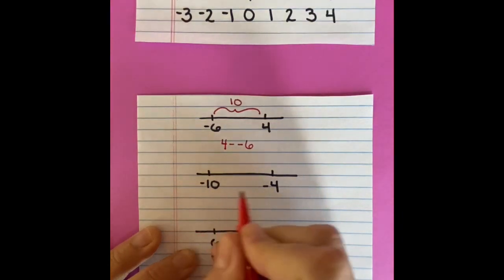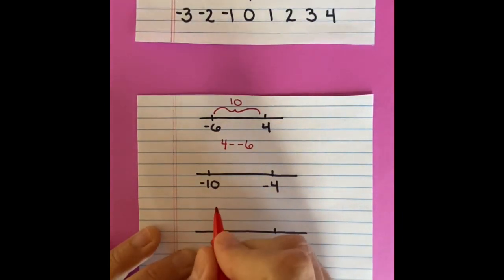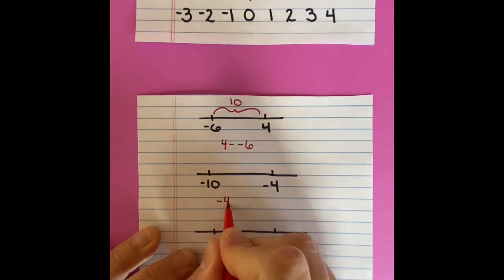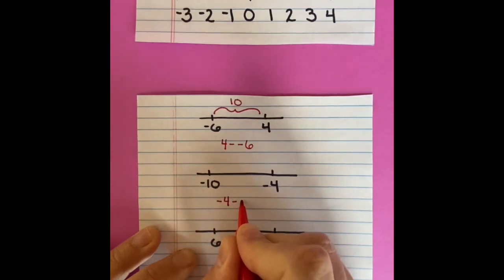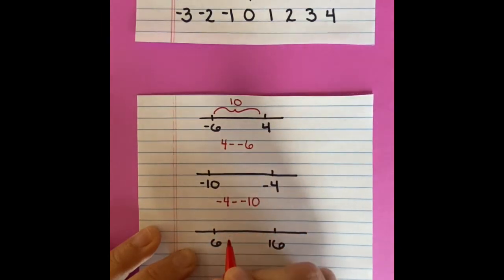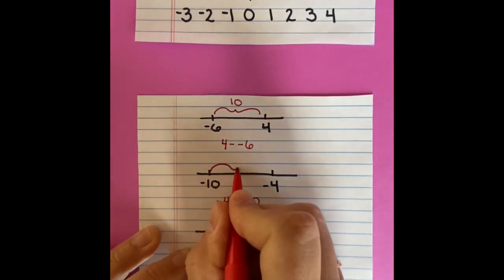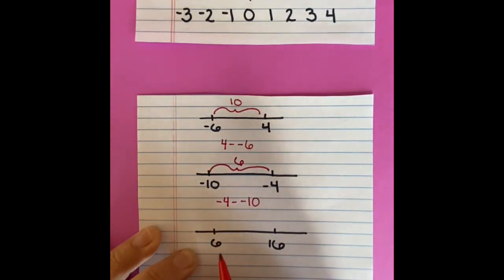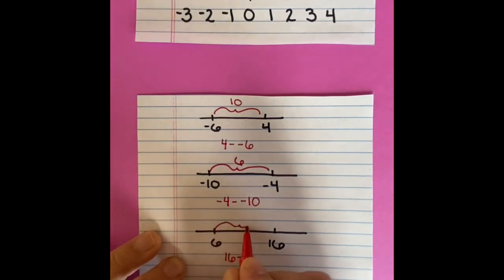The distance from -10 to -4: the larger number, -4, minus the smaller number, -10. -4 plus 10 is 6. The distance here is 6. The distance from 6 to 16: the larger number is 16, minus the smaller number, 6. This distance is 10.